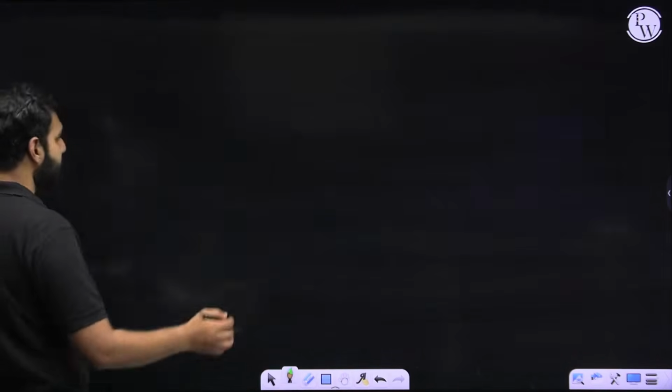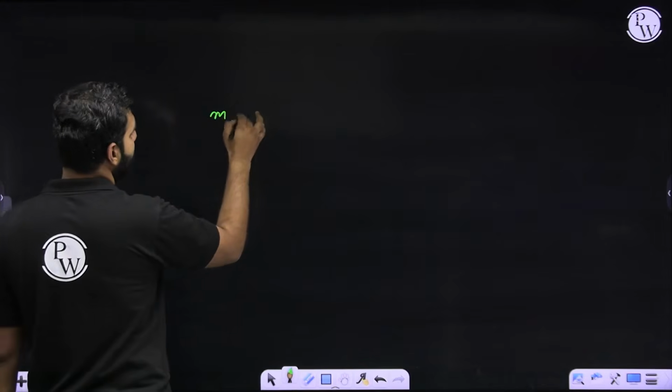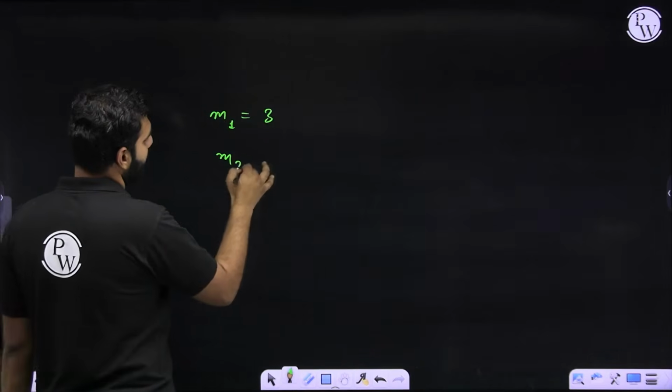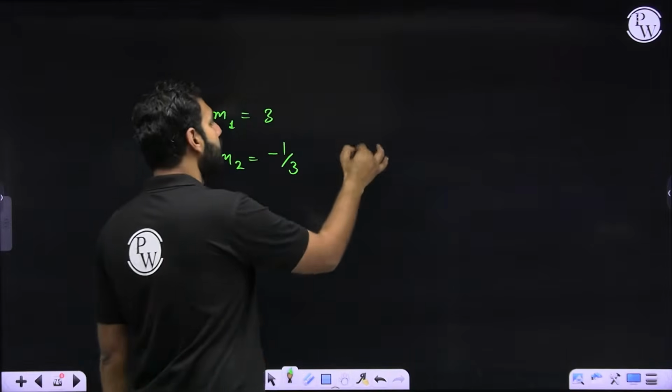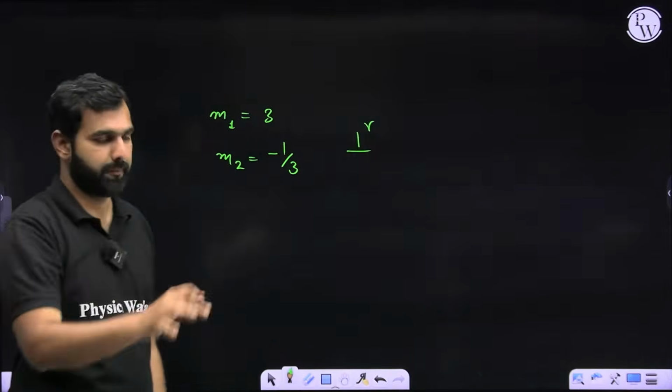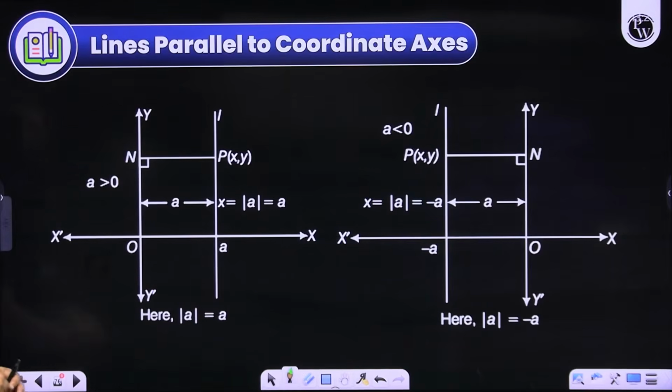Not just that, remember this result as well. Let's say one of the lines is having slope, let's say 3. So the other line will be having the slope as negative reciprocal of it if these two lines are perpendicular. This is how you should remember it. I hope you won't forget this particular result.